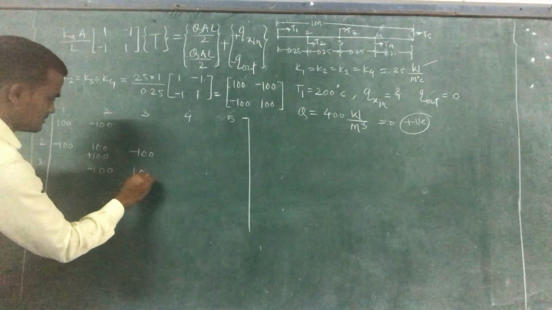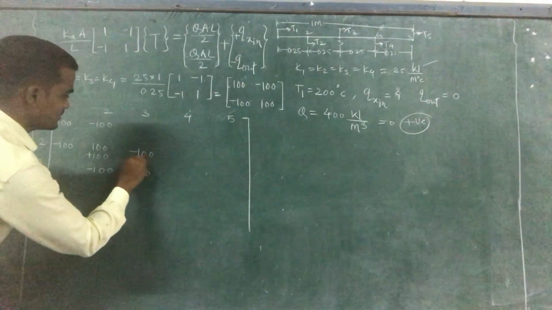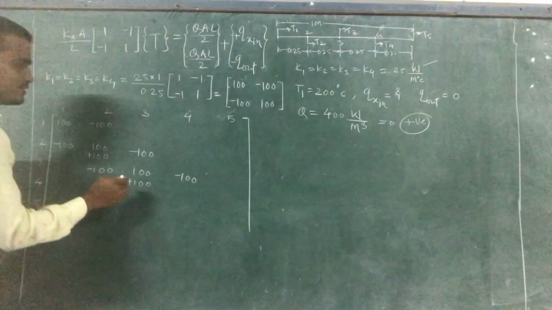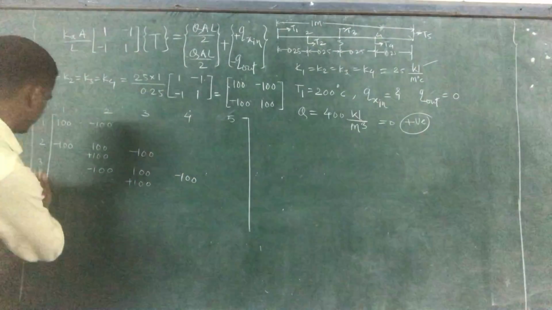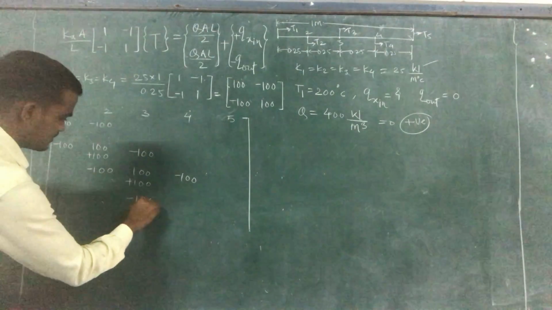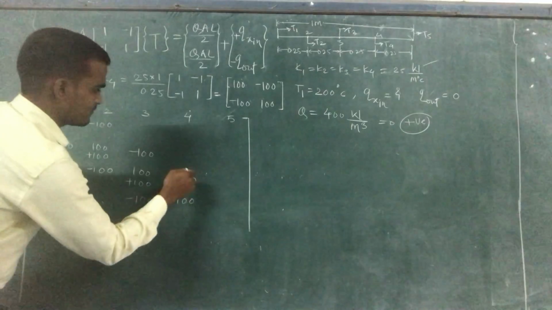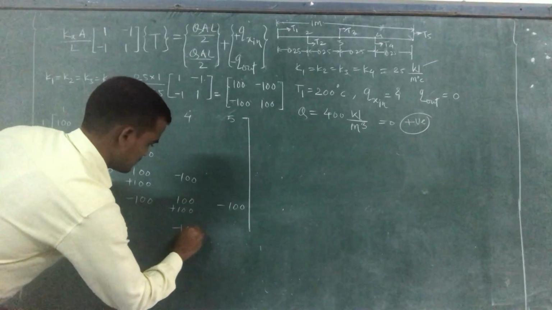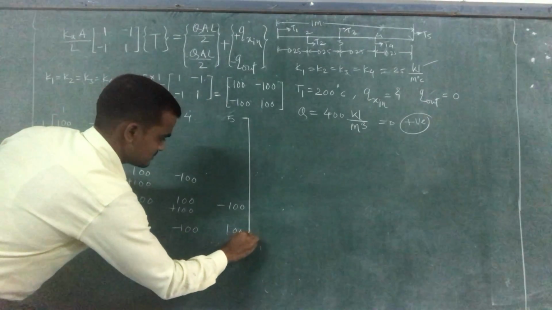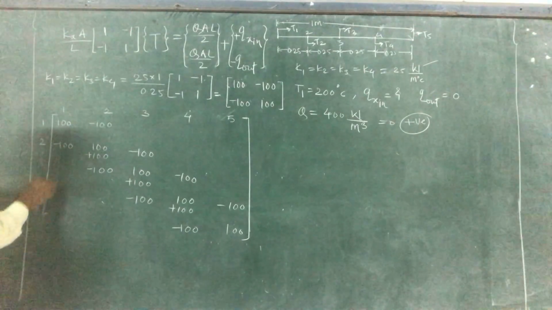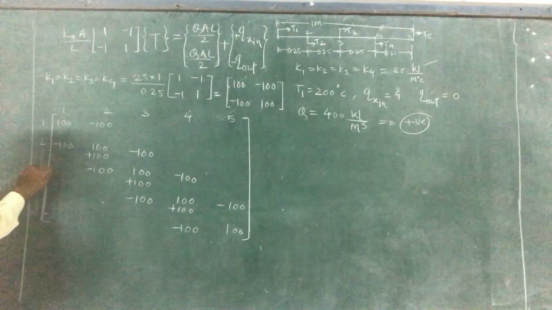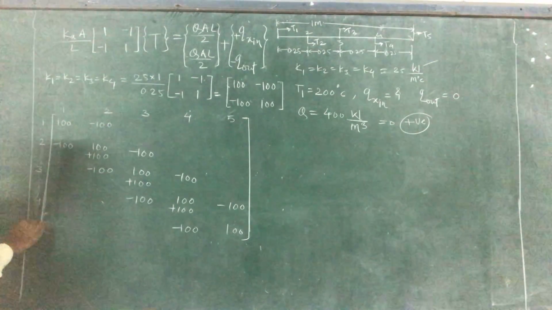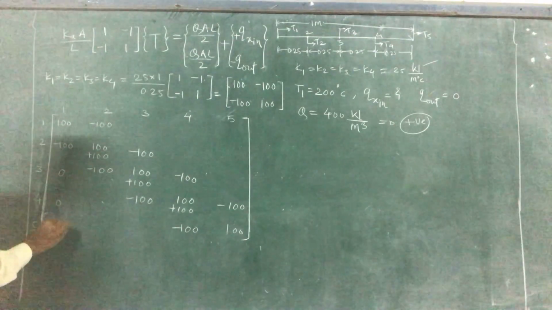minus 100 100. Similarly third element plus 100 minus 100, because connectivity is in between node 3 and 4. So this will become minus 100 and 100. And between 4 and 5, 100 minus 100 minus 100 and 100. So in this way you will get the elemental stiffness matrix. Okay, remaining terms are 0.